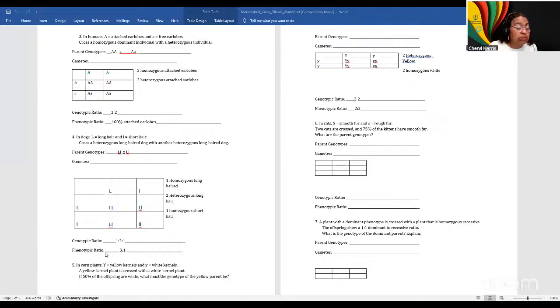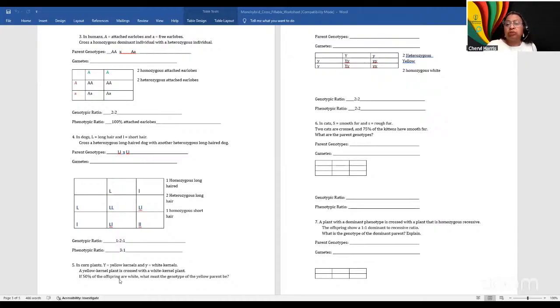Phenotype is what it looks like, so we stop looking at whether it's homozygous or heterozygous, and we just want to know if it's long-haired or short-haired. There are 3 of them that are long-haired and 1 that is short-haired, so your ratio is 3 to 1. So you got to write your ratio. It wasn't enough to tell me this over here. You got to write it as a ratio, like in math.